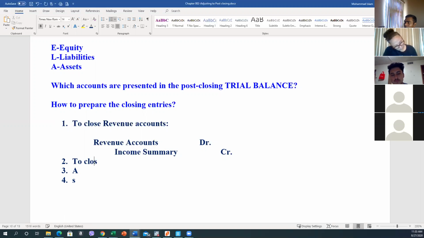Then the second one, to close expenses. To close the expense accounts, what should we do? I think you can now tell me. What should we do to close the expense accounts?